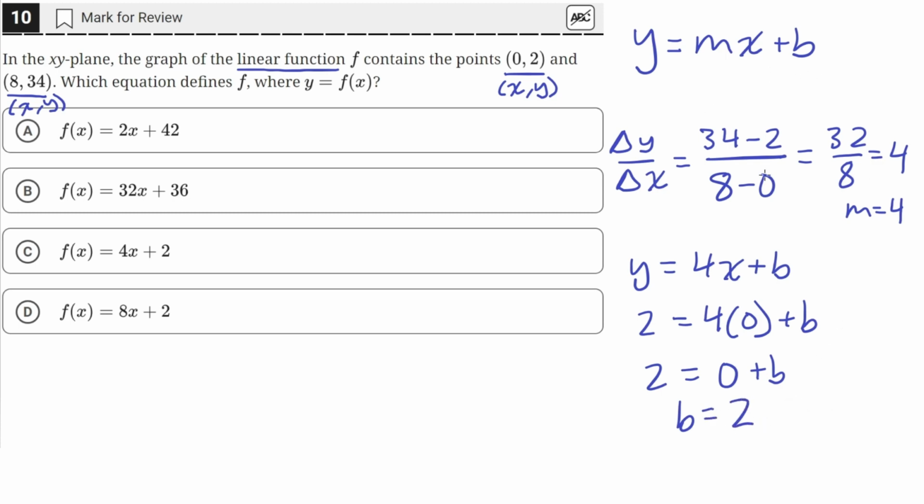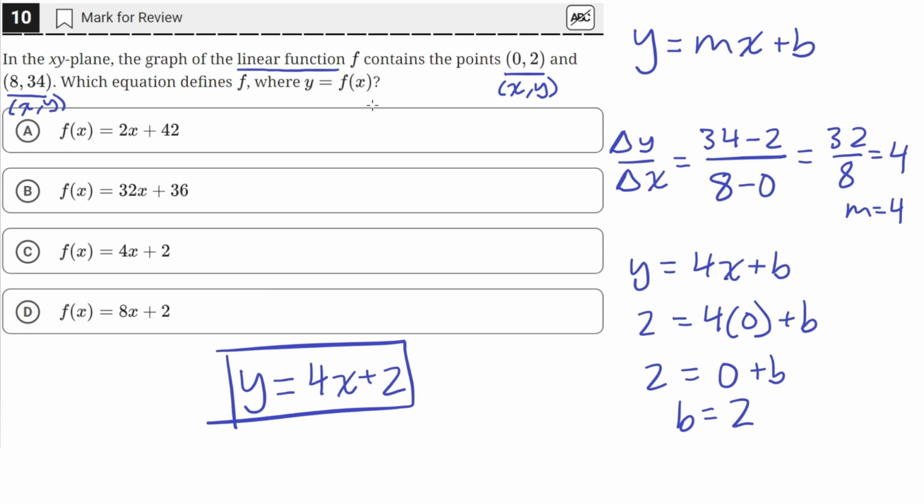So now we have everything we need to make a linear function. So we'll have y equals m, which is 4, times x plus b, which is 2. So this is the equation for this line that passes through these 2 points, which is answer choice C.